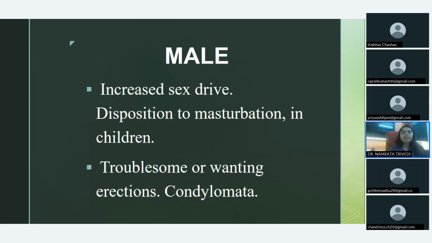Now the male. Males have increased sex drive, disposition to masturbation. In children, the same we saw earlier in the female. Troublesome or wanting erection, and it can also be given in cases of condylomata.